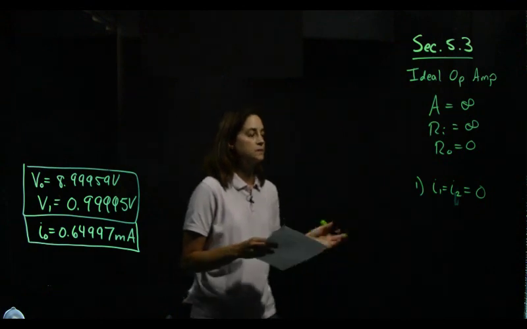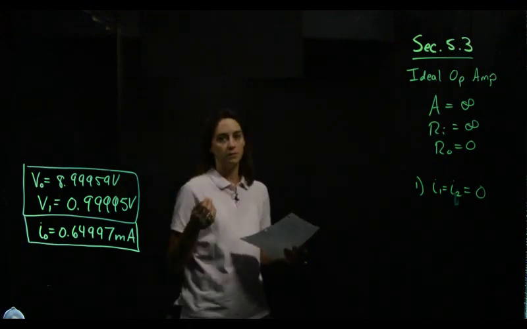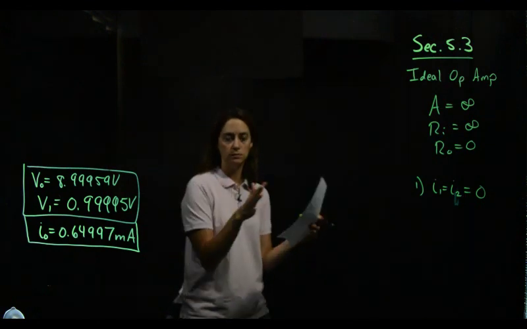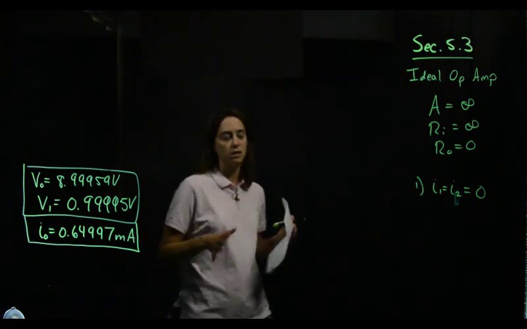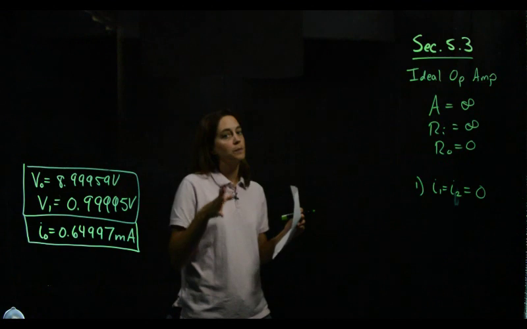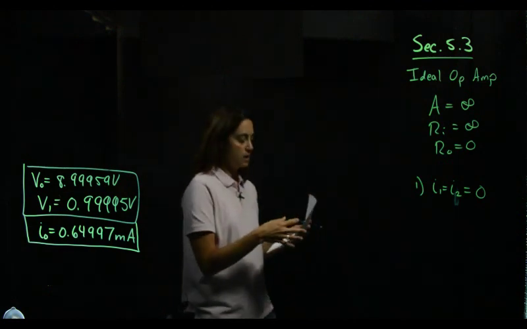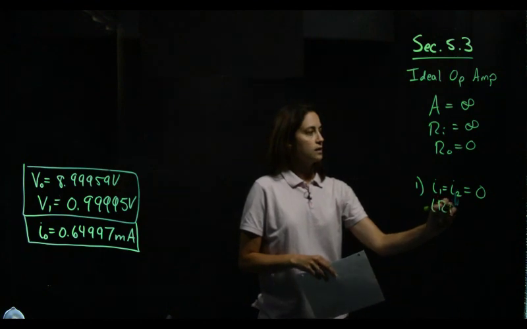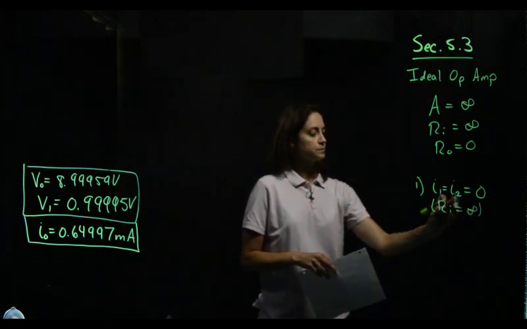0. That's because we have infinite input resistance. So remember, infinite resistance means a hole. There's nothing there. There's a break in the circuit. There's an open circuit. If we have an open circuit, we have no current. So we're making that assumption because of the Ri being equal to infinity.